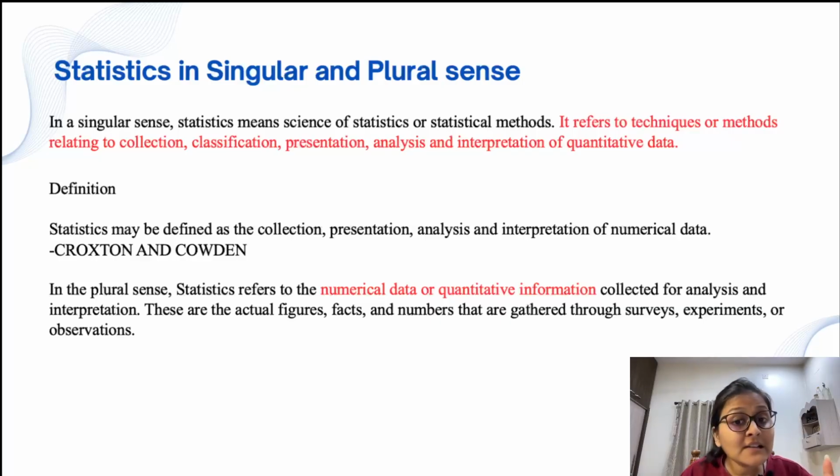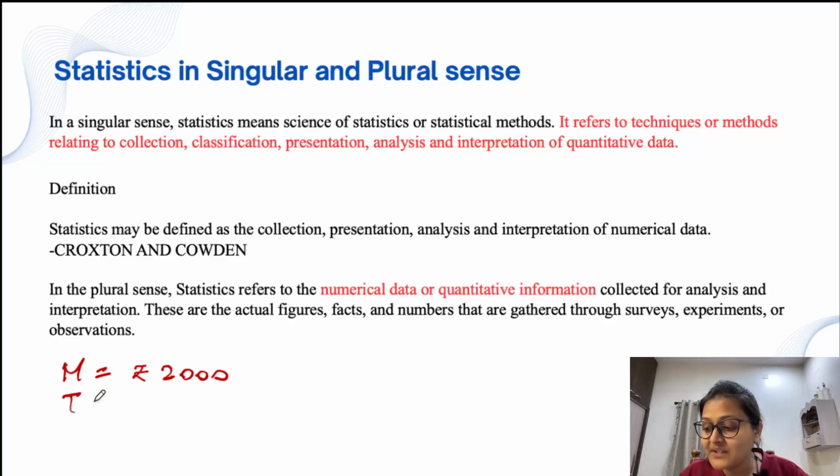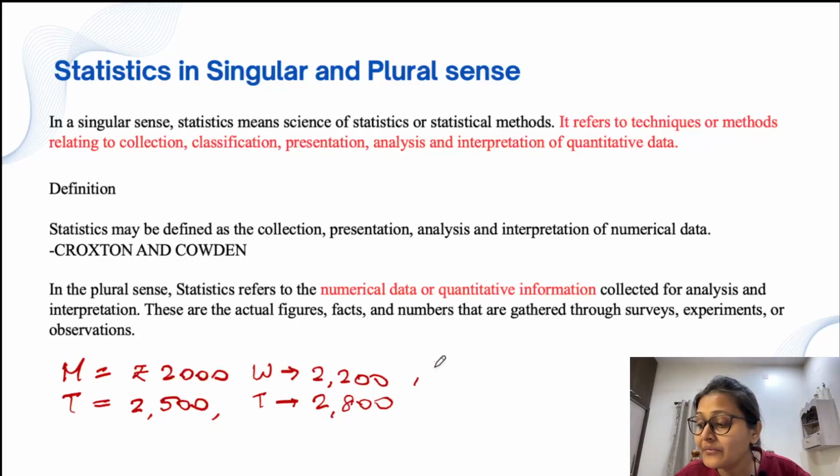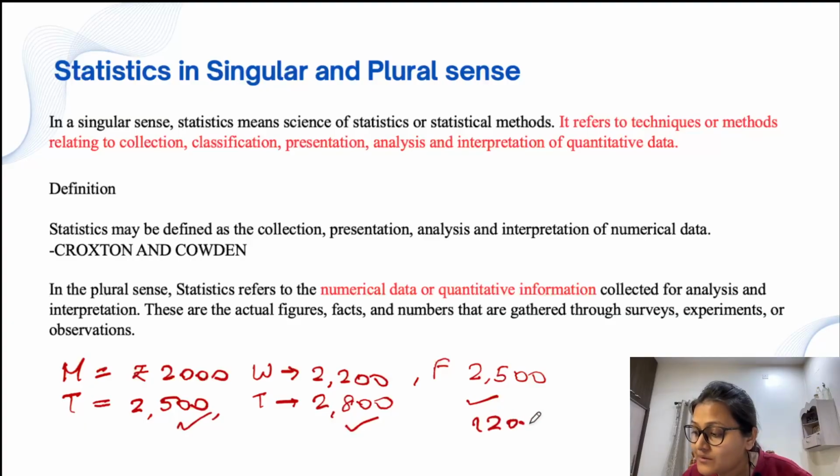Suppose the sales on Monday is rupees 2000. Then on Tuesday the sales is rupees 2500. Then on the following day the sales is rupees 2200. Then on Thursday the sales is 2800. On Friday the sales is 2500. Right, so this is the sales happening in the business organization. Now how are we going to understand the average daily sales? We add up all these, that will come to around 12,000, and then we divide it by 5 and we get the answer, that is 2400.